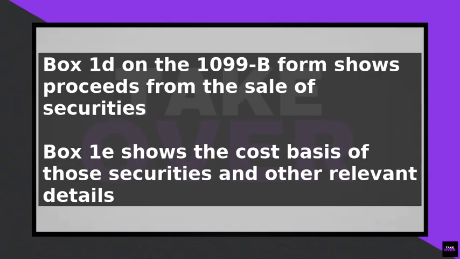For the 1099-INT form, Box 1 will report the interest income earned from your investments. Box 2 will report any foreign tax paid on that interest income. Box 3 will report any federal income tax withheld from your interest income.